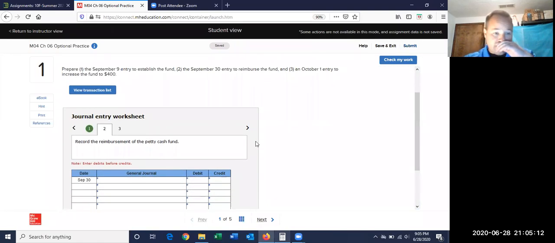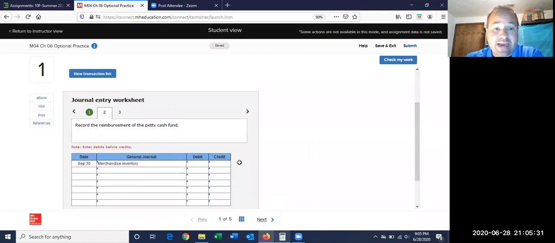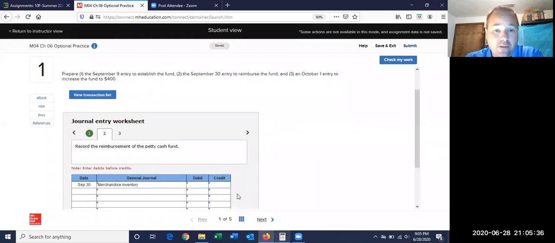Then on the end of the month, we would start showing what the money and the amounts went for. So the first item, remember, was merchandise inventory. We had to pay shipping to get that stuff to my office, the inventory. So we don't call that a shipping expense. We add it right into the inventory. And that was for $40.